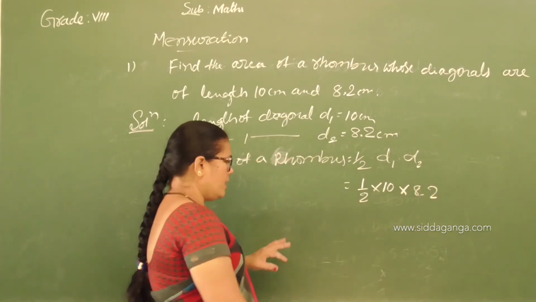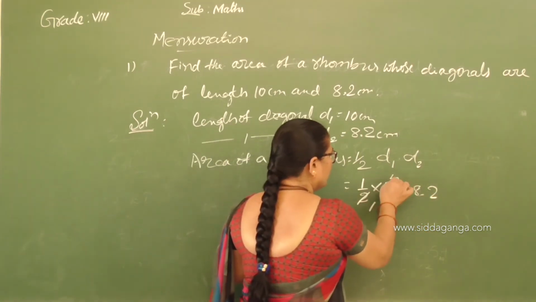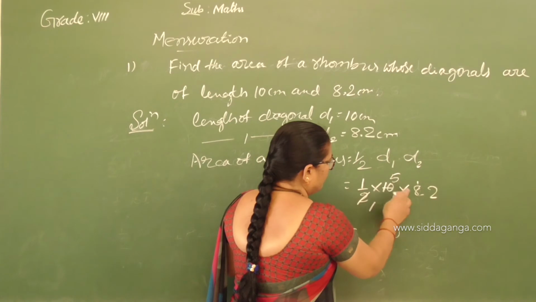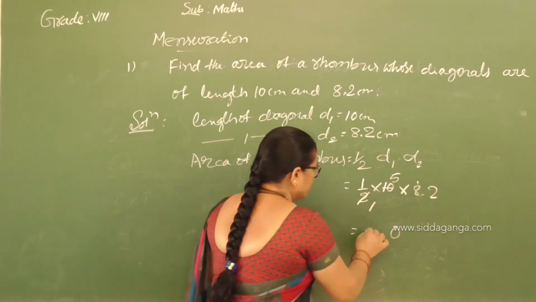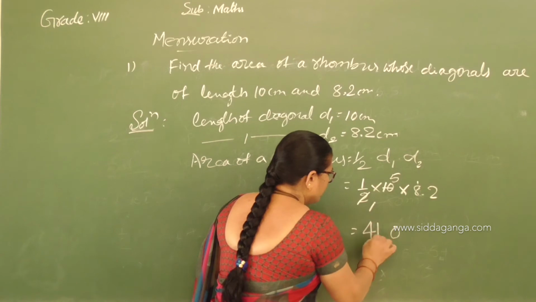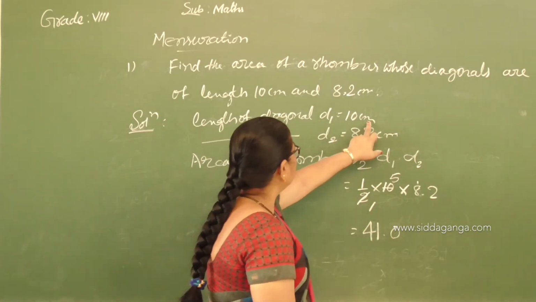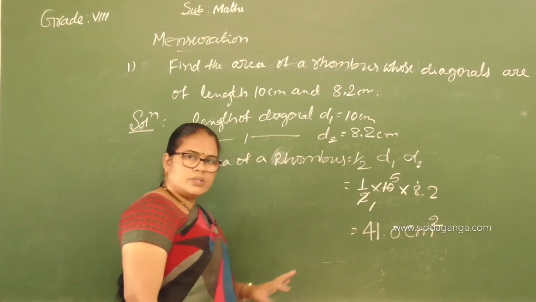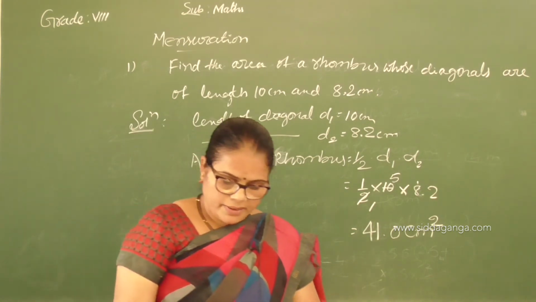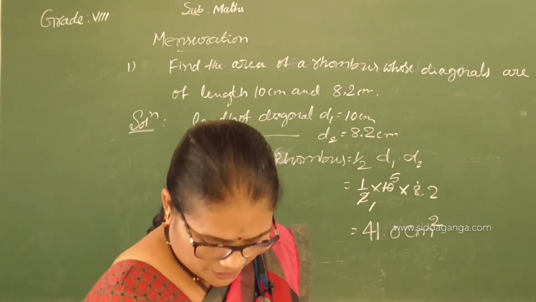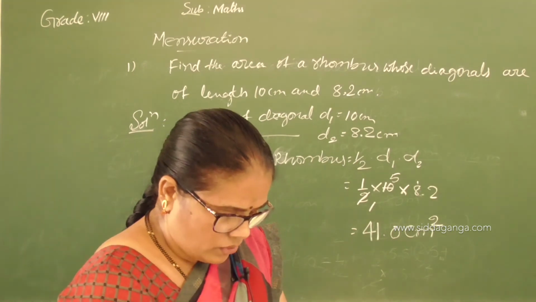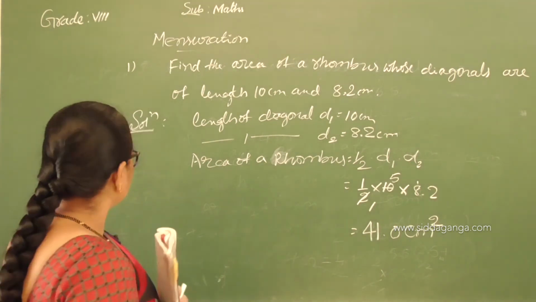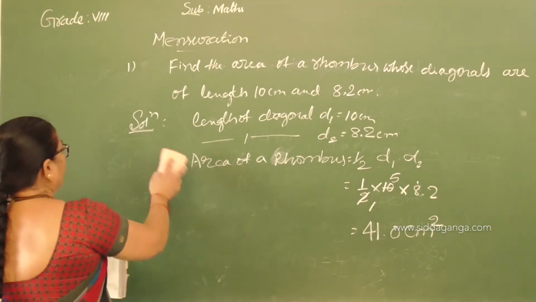Then simplify. 2 1s are 2, 2 5s are 10. That will be equal to 5 into 8.2. Find the product. 5 2s are 10, 5 8s are 40, 40 plus 1, 41. Here the units are in centimeter, so the area will be square centimeter. In this way we have to calculate the area of the trapezium, area of a rhombus and area of a quadrilateral. On the basis of these areas we have to solve some problems on exercise 11.2.